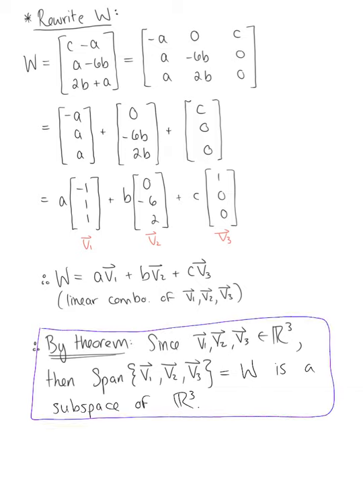So since we were able to rewrite W as a linear combination of these three vectors that exist in R3, then we know by our theorem that the span of these vectors defined by W is a subspace of R3.